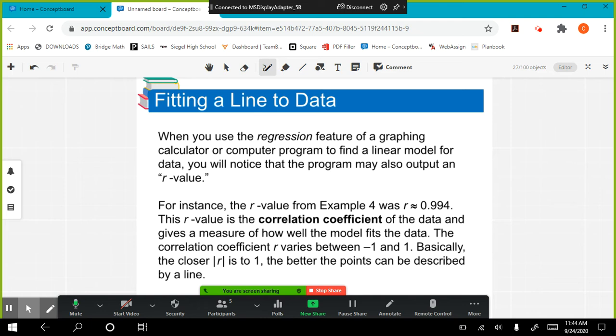And this is where we get, when you use the regression feature on a graphing calculator or computer program to find a linear model for data, you will notice that the program may also output an R value. For instance, the R value from example 4 was R, and ours did not put out an R value.